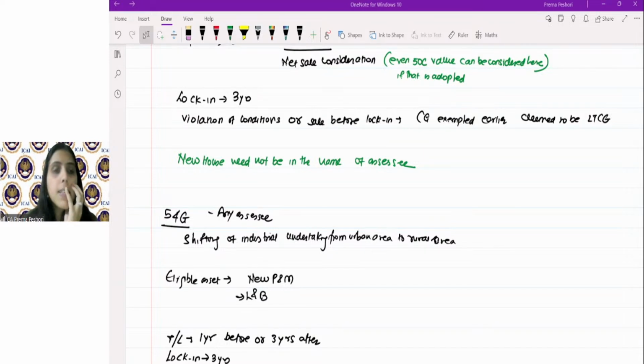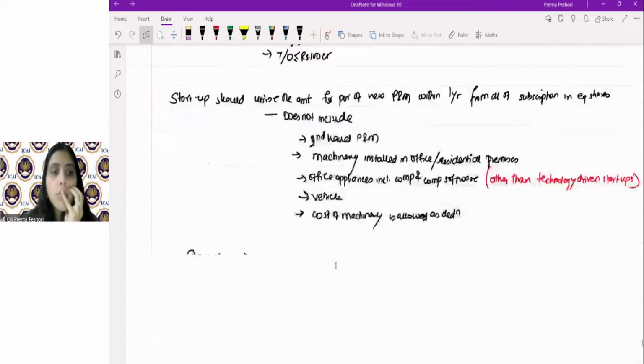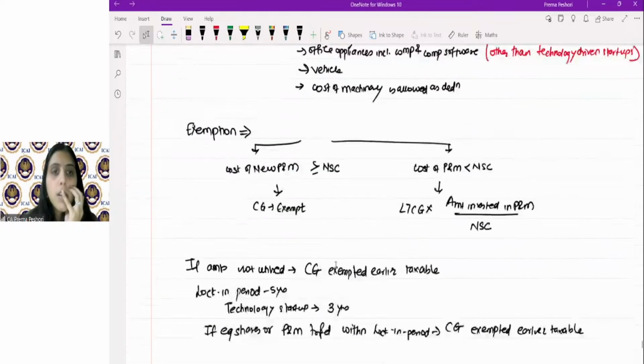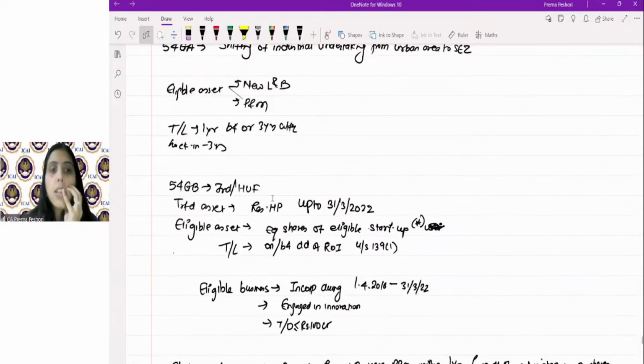Yes, 54GB is not relevant from AY 23-24 because, as I told you, here also, if you see the eligible asset, residential house property, if it is purchased up to 31st March 22, only then it was relevant. It is not relevant later on. Any other question?